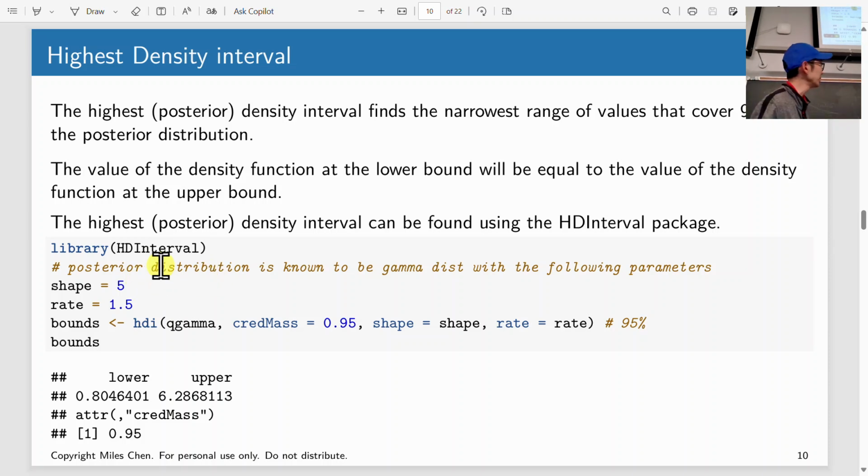And so the HDI, it's kind of like you still have the goal of you want 95%, okay? But now we're kind of dipping the density PDF into water, so that the heights on the left and the right-hand side are the same. Okay, so you'll notice we get different values here. The lower bound is 0.8 and the upper bound is 6.28.